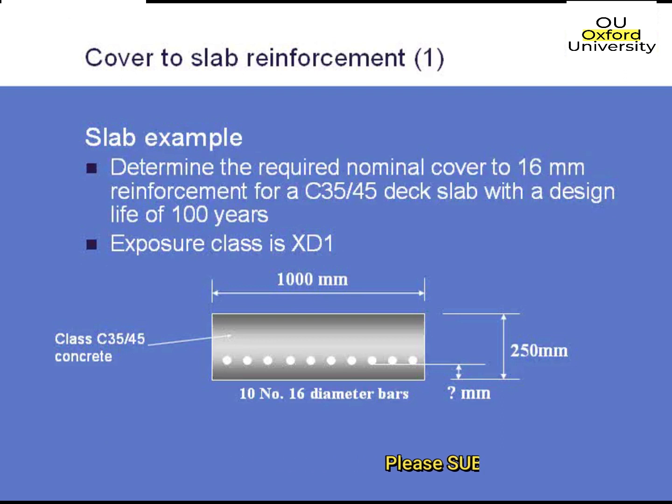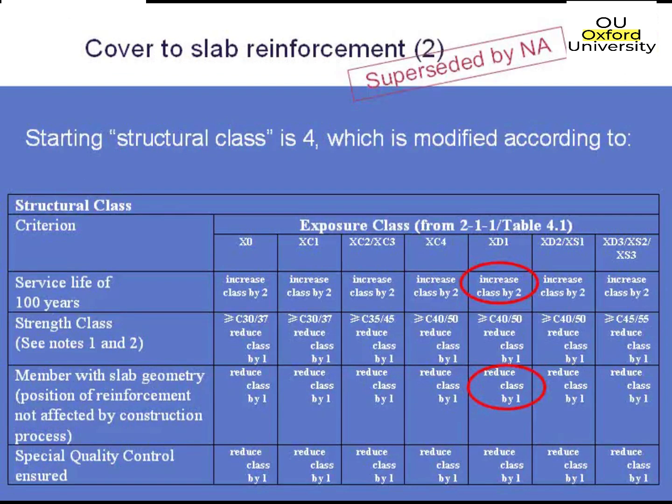So basically here we're just going to look at a simple slab. It's 250 mil thick, it's exposure class XD1, and it's got a design life of 100 years with a C35/45 grade concrete. So the first thing we do, looking at the Eurocode method, is to start off with a structural class of 4, because as I said previously, that's what the Eurocode tells you to start off with.